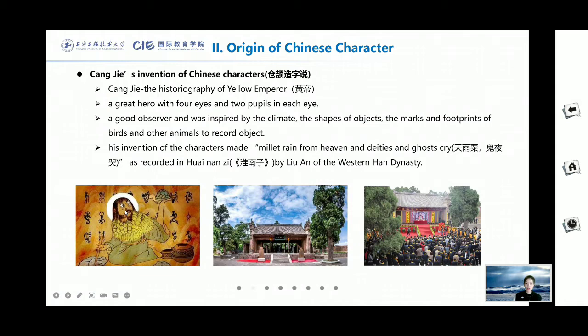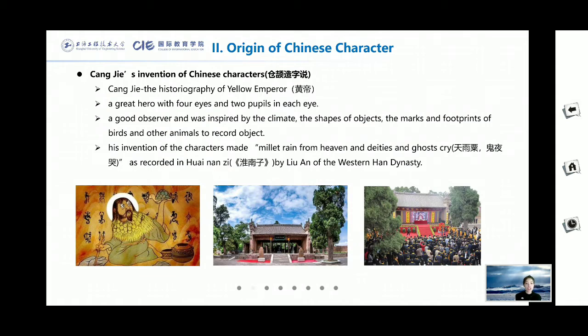And he was a good observer and was inspired by the climate, the shape of the objects, the marks and the footprints of the birds and other animals to record objects. So his invention of the Chinese characters made millet rain from heaven, and deities and ghosts cry, as recorded in Huainanzi by Liu An of the Western Han Dynasty.